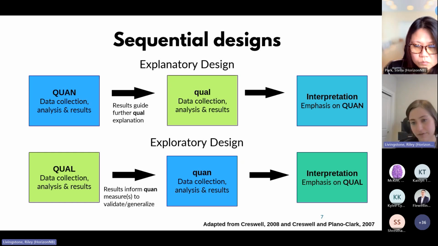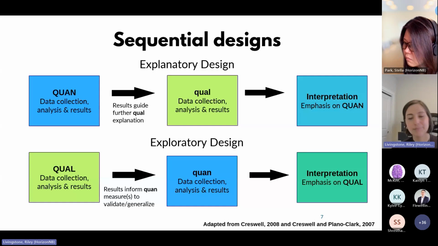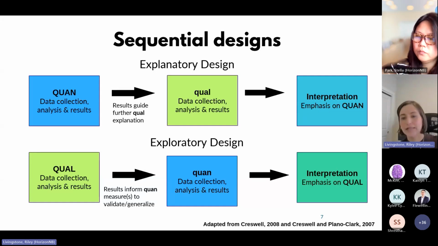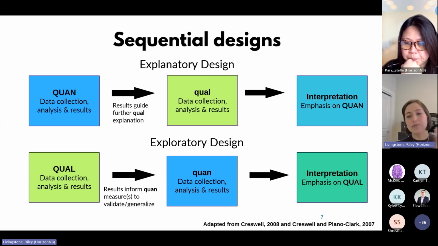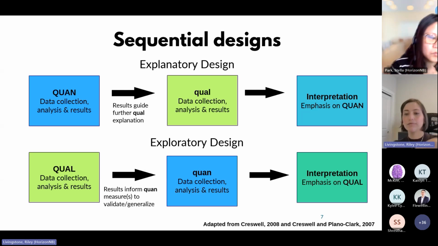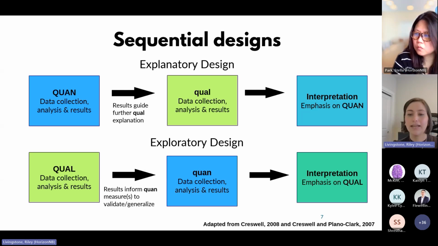You start with qualitative data to explore a topic or identify patterns, and then you use those insights to design and conduct a quantitative phase, often to develop a quantitative instrument. A key strength of sequential designs is their purposeful integration of phases. Each phase builds directly on the analyzed results of the previous one, creating a cohesive and connected approach to the research.